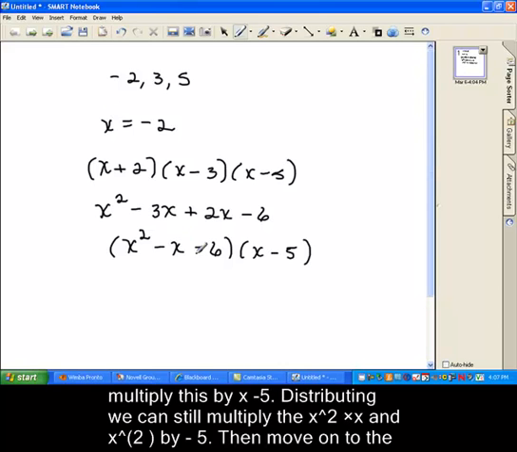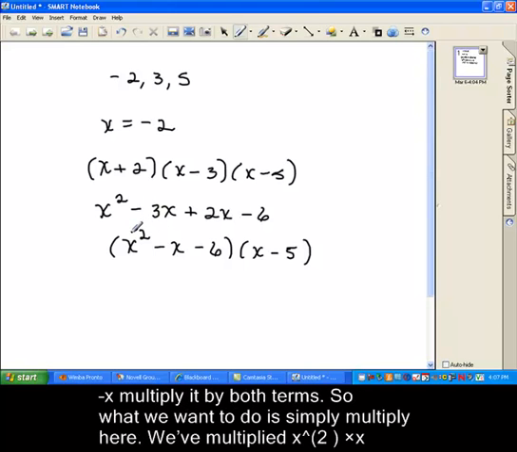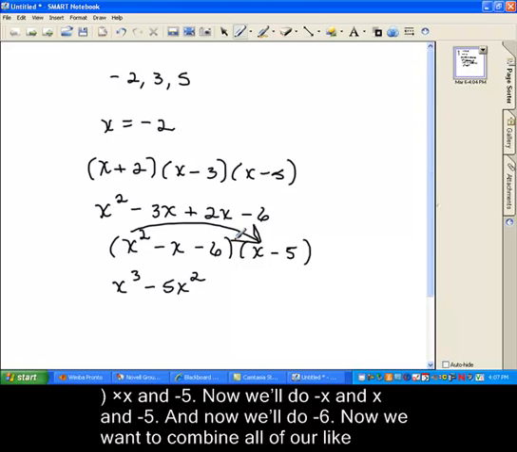Distributing, we multiply the x squared times the x and the x squared times the minus 5, and then move on to the negative x, multiplying it by both terms. So what we want to do is simply multiply here. We've multiplied x squared times x and minus 5. Now we'll do negative x times x and minus 5. And now we'll do the negative 6.